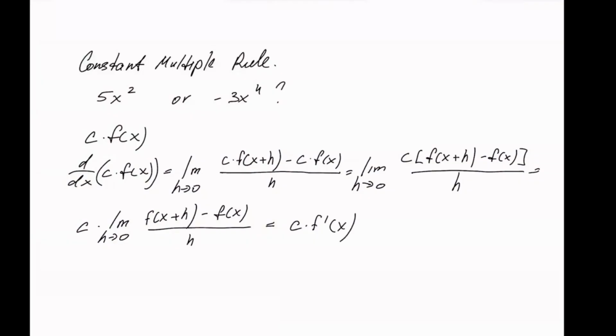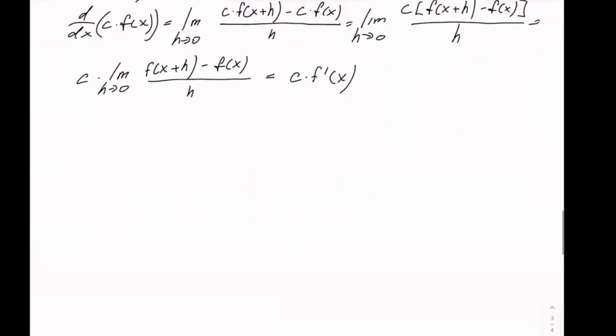So in other words, the derivative of a constant times a function equals the constant times the derivative of the function. Now let's apply this rule and see a couple of examples. What is the derivative of negative 7 over 8 x to the 11th power?